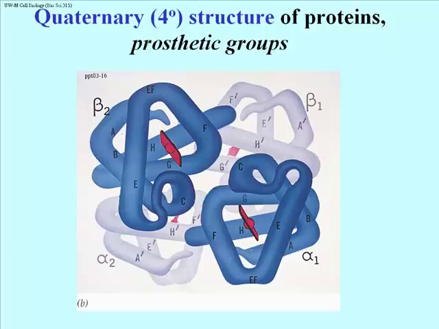When a polypeptide or a protein made of several polypeptides acquires inorganic or organic or both components that are not polypeptides and are not amino acids, we say they have acquired a prosthetic group. Of course, the prosthetic group would be necessary for the function of the polypeptide.